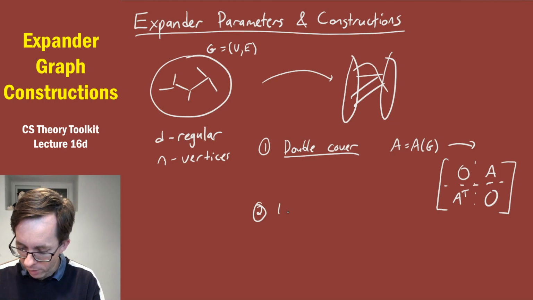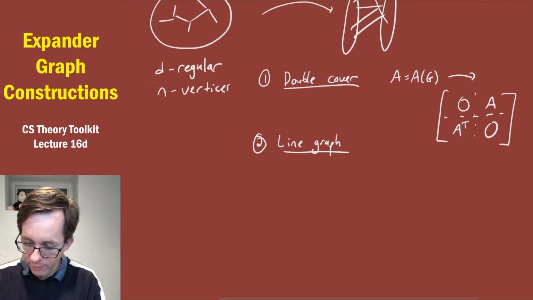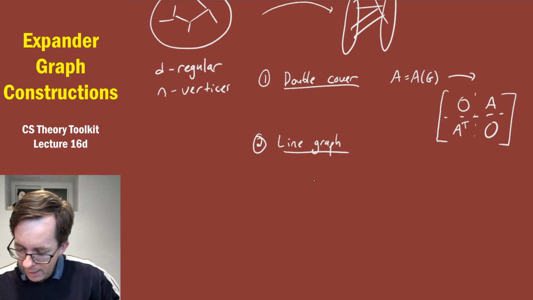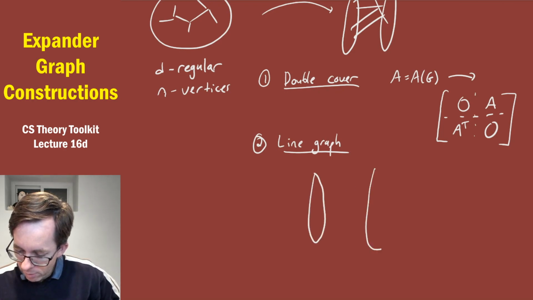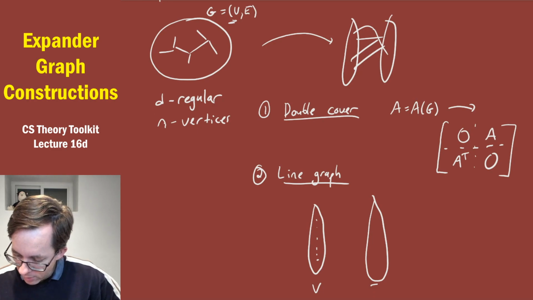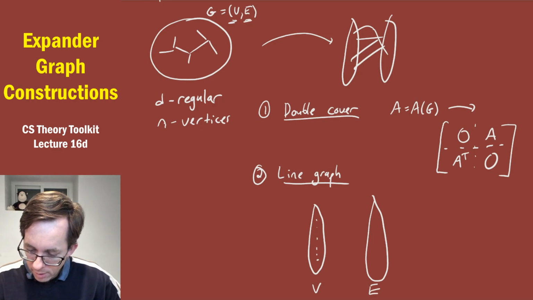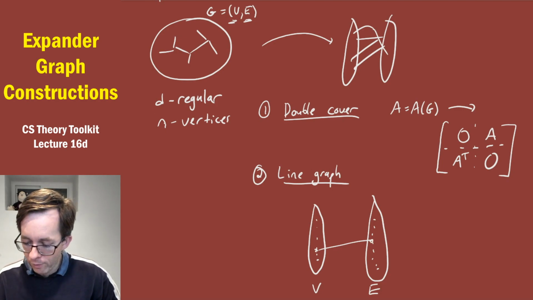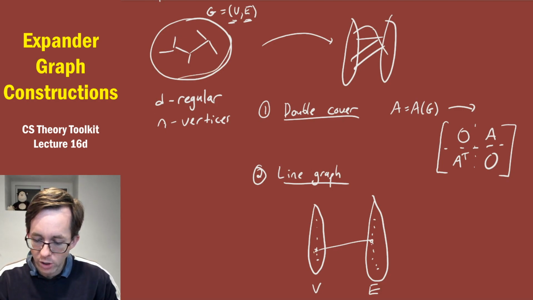And another way is to make what's called the line graph. This doesn't give you a balanced bipartite graph, but it gives you something pretty balanced if d is constant. For the line graph, you make a bipartite graph where one set of vertices is associated with the original vertices v of G, and the other set of vertices is associated with the original edges of G. And then you put an edge between a v vertex and an e vertex if and only if that vertex touches that edge back in the graph G.